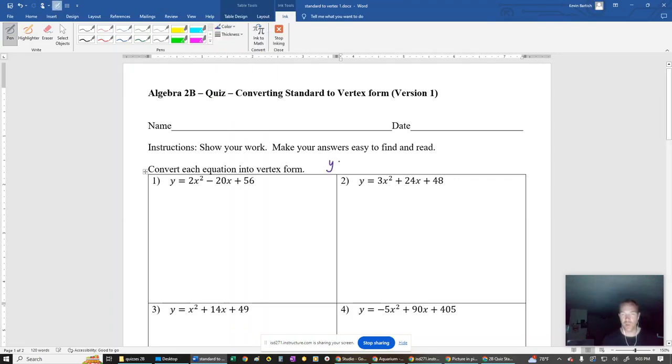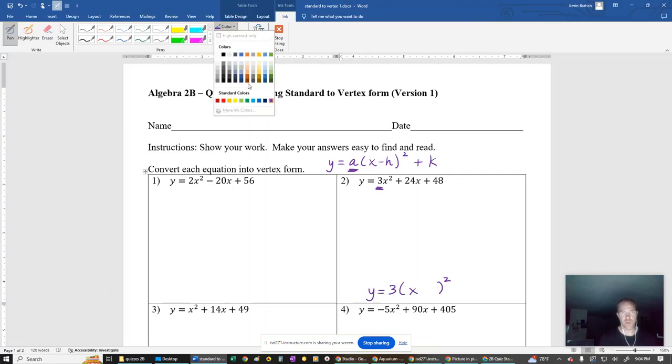So first thing we want to remember is for our vertex form, this is what it looks like. And the nice thing is that A is automatically the same value as A in standard form. So if I jump down, hopefully I can squeeze this in at the bottom. I know it's already going to be 3 times the parentheses x with something, adding or subtracting something squared, and then adding or subtracting something after that.